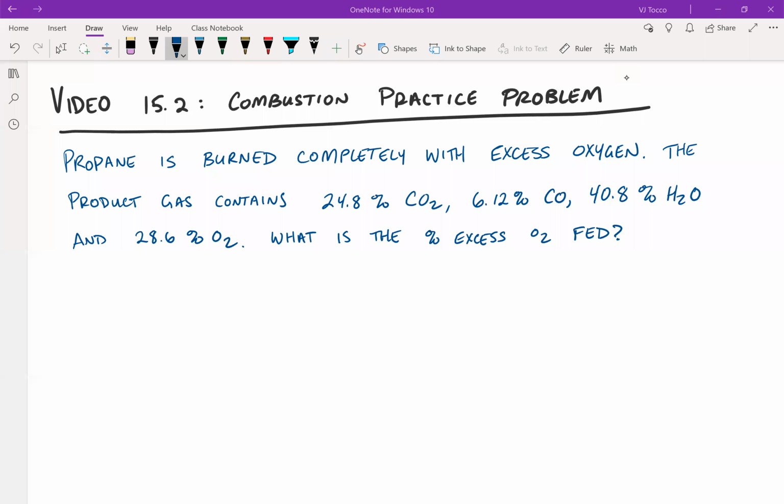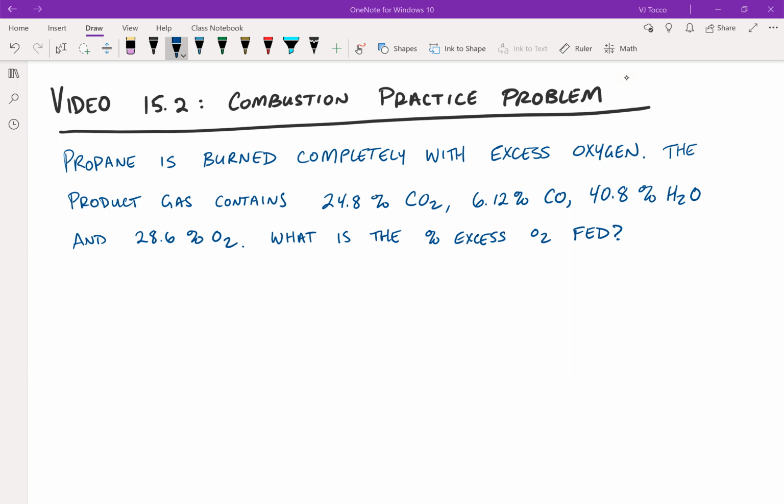This MEB video is a combustion practice problem. The problem statement is short and sweet. Propane is burned completely with excess oxygen. The product gas contains 24.8% CO2, 6.12% CO, 40.8% H2O, and 28.6% O2. What is the percent excess of O2 fed?